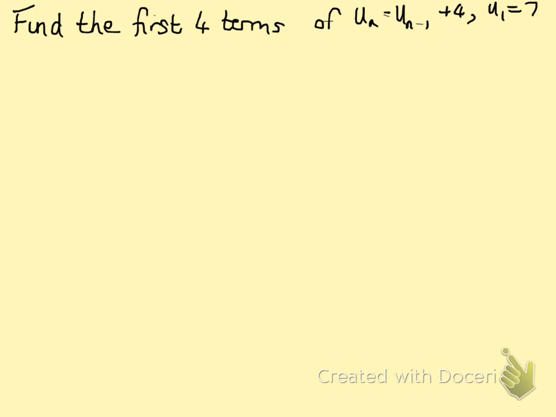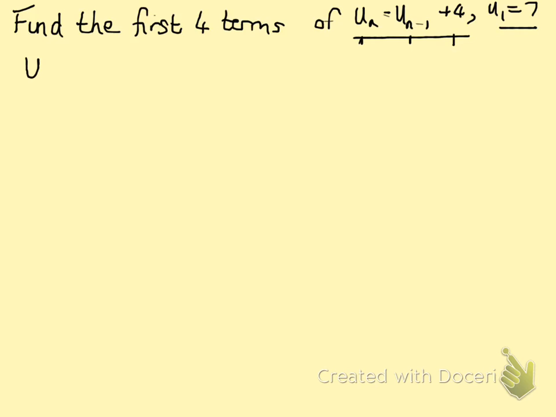We can see here we have an inductive sequence given by this formula. It states that to find a term in the sequence, we take the previous term and then add 4. In this case, the first term is 7. We're going to find the first 4 terms.